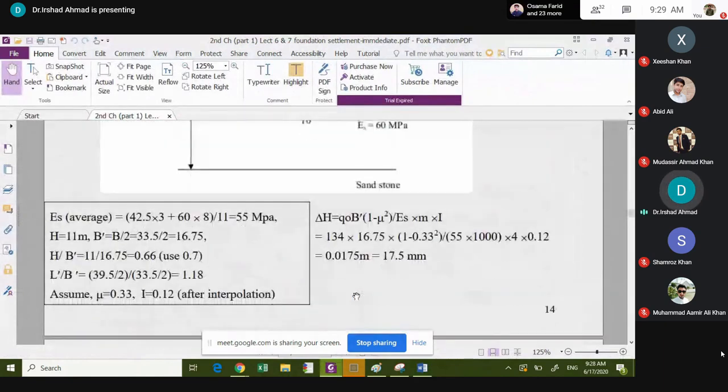Now you have all the values, you can put them in this equation. Delta H, Q naught is 134, B prime B by 2, 1 minus mu square, mu is 0.33, Es, the average modulus of elasticity, is 55 MPa. So you multiply this one with 1000 to change this into kPa, right? M is 4 and I is 0.12, right? So multiply this, you will get 0.0175 meter. Multiply this with 1000, it is 17.5 mm, right?